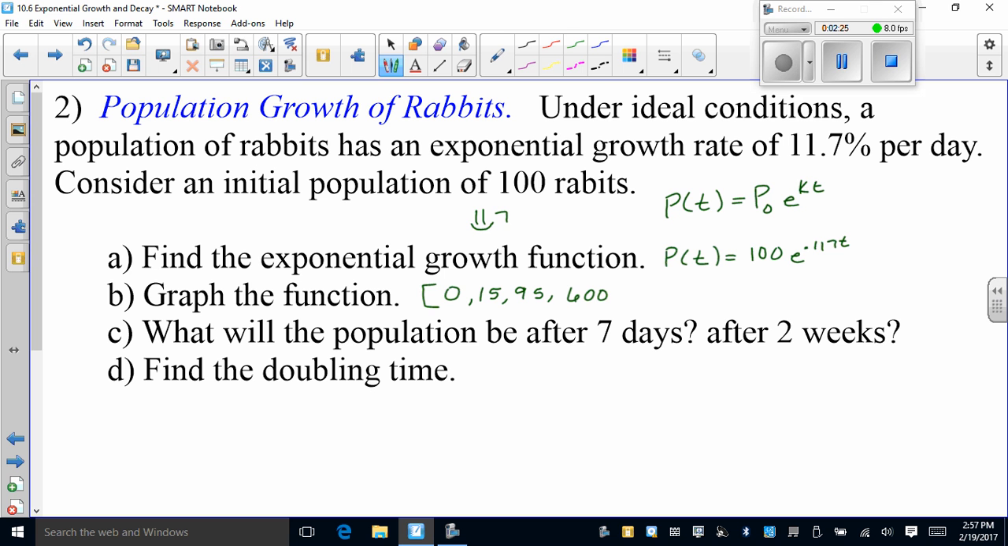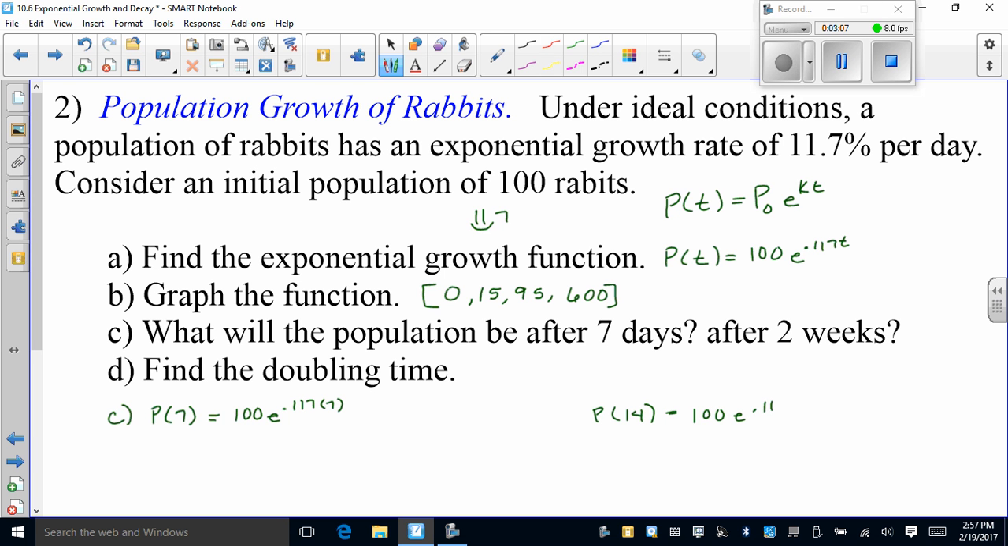Okay, so part C. What will the population be after 7 days? How about after 2 weeks? So we want P of 7. You put this in the calculator, it would be 100 e to the 0.117 times 7 power. And 2 weeks, because it's measured in days, it would be P of 14, which would equal 100 e to the 0.117 times 14.